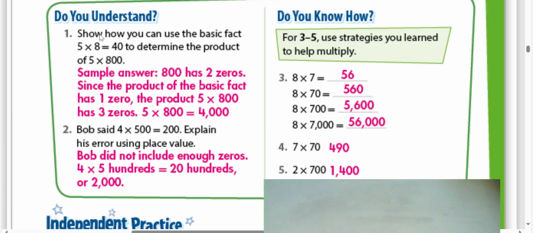Do you understand? Show how you can use the basic fact 5 times 8 equals 40 to determine the product of 5 times 800.